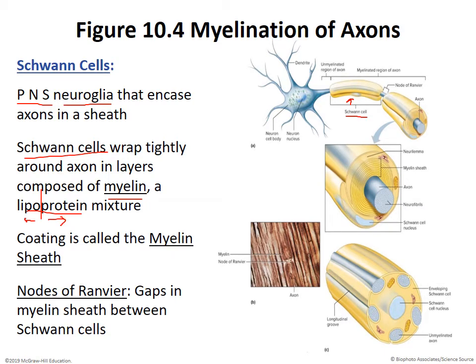So this is called the myelin sheath, as it says here, and in between the Schwann cells there are little openings, little areas where the axon is exposed, and those are called the nodes of Ranvier. As the impulse travels, it literally jumps instantaneously to this node, and then instantaneously jumps to the next node, and so forth and so on.